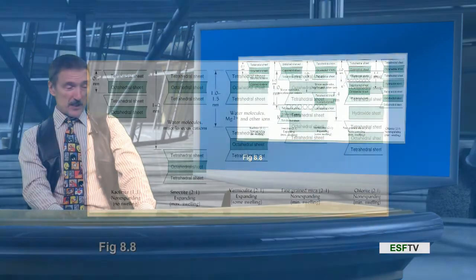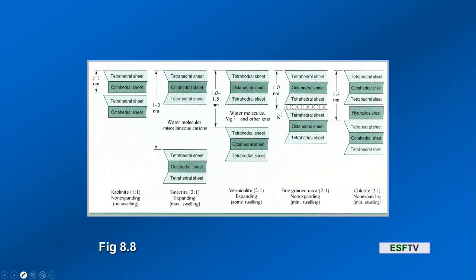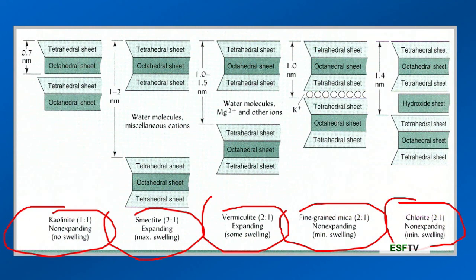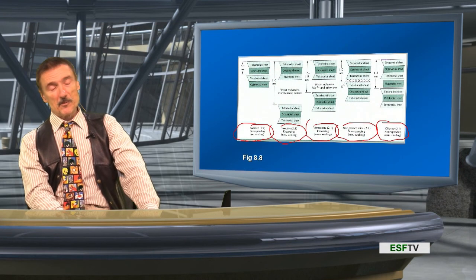I'm going to leave you with this slide for next time, and we'll pick this up Monday morning, since it's Wednesday. This is an illustration of the different phyllosilicates and their structures. This shows kaolinite, 1-to-1. It shows smectite. It shows vermiculite. And it shows fine-grained mica and chlorite. These are all phyllosilicates, but they differ in their structure, and as a result, they differ in their physical and chemical properties. We'll explore that next week.